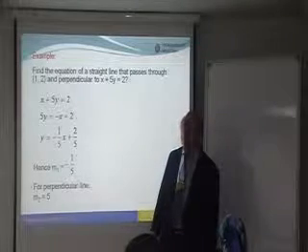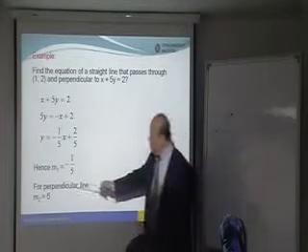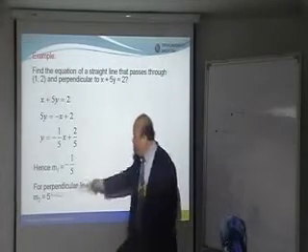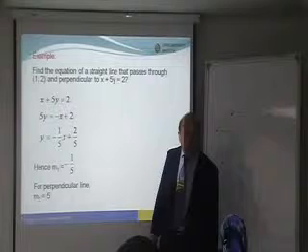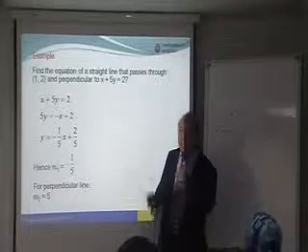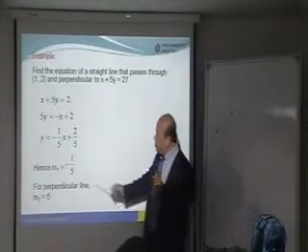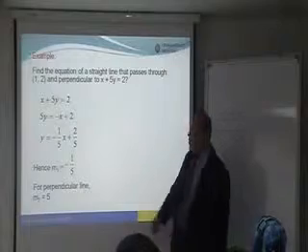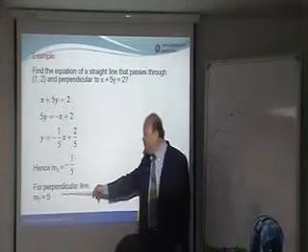So you need to check the answer. You need to check whether m1 times m2 equals -1. So you take 5 times -1/5. Is it -1? Yes or no? Yes. Important, you must check. When you multiply these two gradients, the result must be -1. Correct? So now we have found the gradient of the second line.